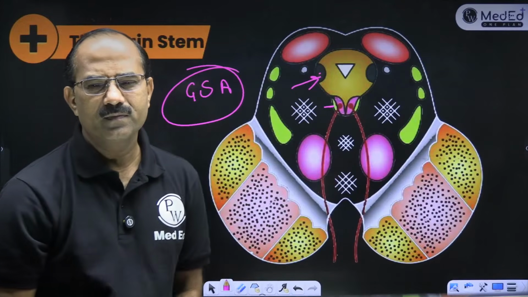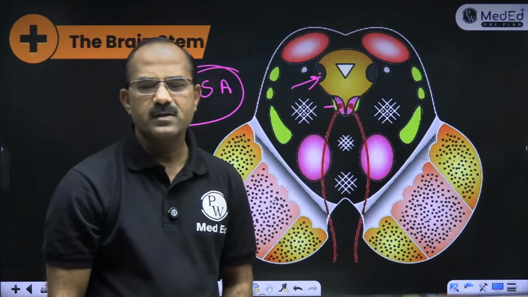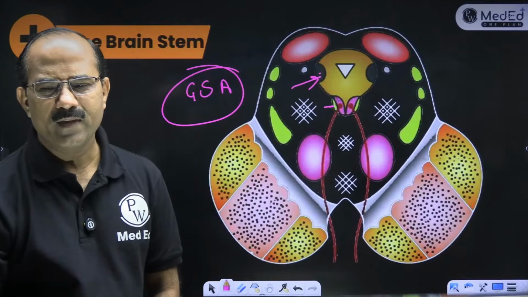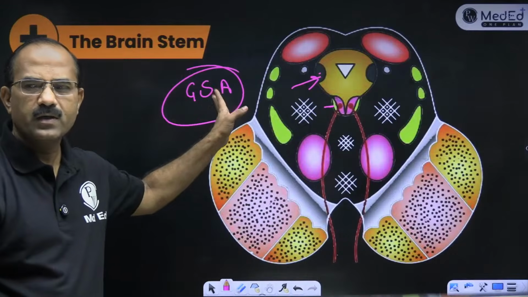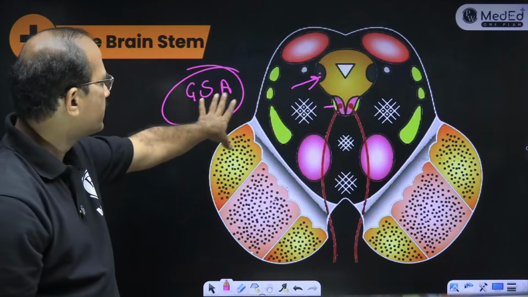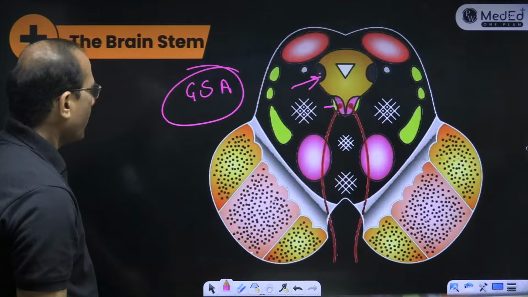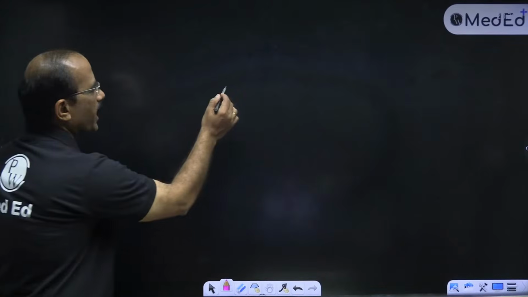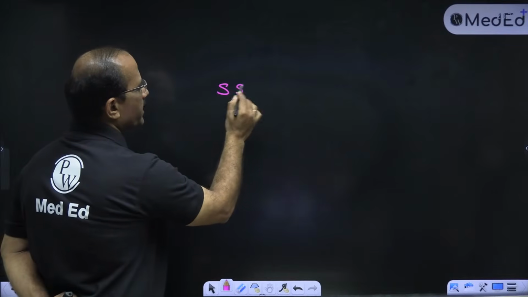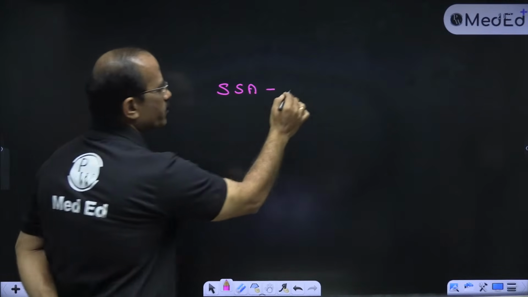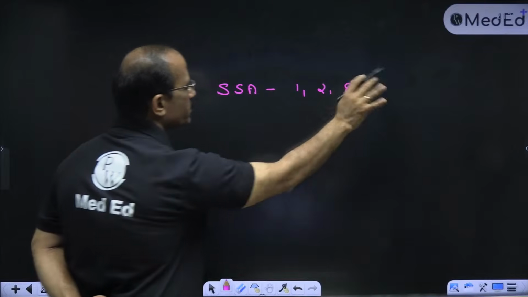Clear? Is this clear to all of you? Fine. So just understand general somatic afferent. And there's special somatic afferent. Special somatic afferent is the first nerve, second nerve, and eighth nerve. This is not so important.